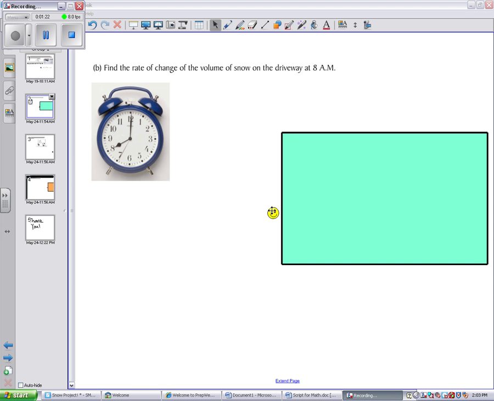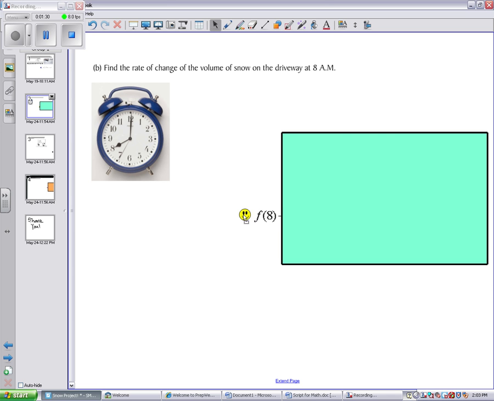Question B. To find the rate of change of the volume of snow on the driveway at 8 a.m. First, we use the equation of the snow falling onto the driveway minus the equation of how much is being shoveled off at 8 a.m., which equals f(8) minus g(8) equals 7te^(cos t) minus the value of 108. This equals negative 59.583 cubic feet per hour.